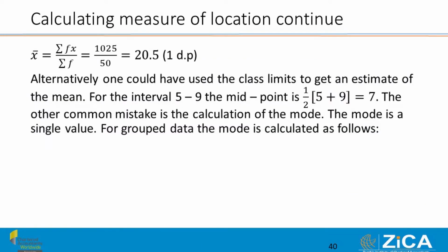So the mean which we are looking for is the summation of fx over the sum of f. That is 1025 over 50, which will give us 20.5. This is where we were using the class boundary. Alternatively, we can use the class limit. If you are using the class limit, you don't need to subtract the 0.5. Just add the 5 plus 9. In this case, it will give us 14. Divide that by 2, it will give us 7.